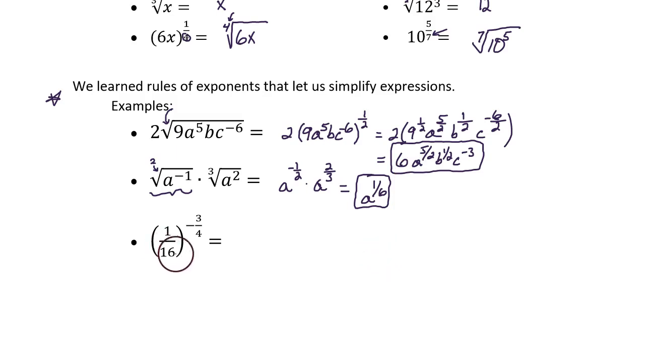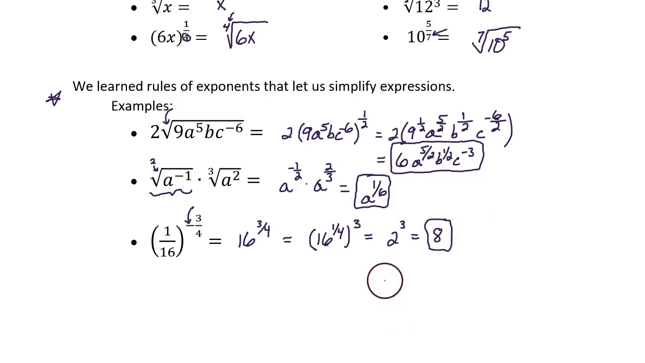And the last example. First, let's work with the negative exponent, which means a reciprocal. So this makes 16 to the 3/4 power. Next, let's rewrite it like this: 16 to the 1/4 power raised to the 3rd power. 16 to the 1/4 power makes 2, and 2 to the 3rd makes 8.